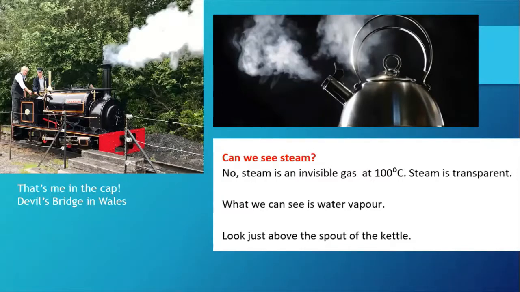If we look just above the spout of the kettle above, what do we see? We don't see anything, because the steam is at 100 degrees centigrade and it's transparent. In coming out, it then cools and becomes water vapor.